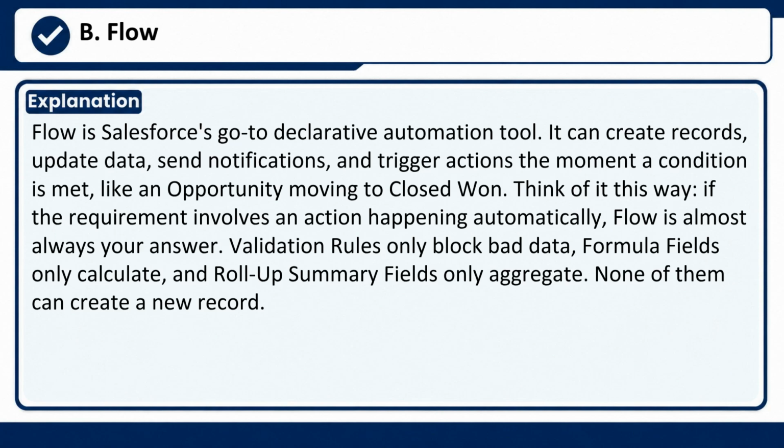Flow is Salesforce's go-to declarative automation tool. It can create records, update data, send notifications, and trigger actions the moment a condition is met, like an opportunity moving to closed won. Think of it this way. If the requirement involves an action happening automatically, flow is almost always your answer. Validation rules only block bad data, formula fields only calculate, and roll-up summary fields only aggregate. None of them can create a new record.